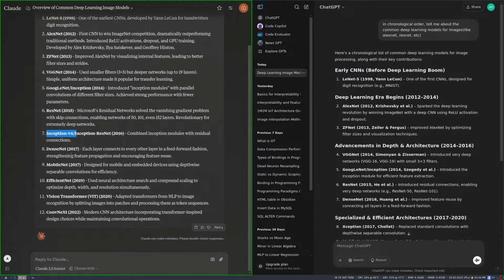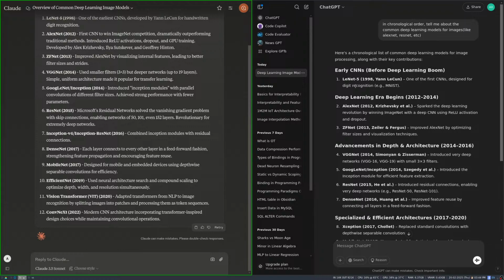Okay. Then DenseNet, MobileNet, EfficientNet. Then in 2020 we have Vision Transformers. 2022, modern ConvNet architecture incorporating transformer-inspired design choices while maintaining convolution operation. Okay.